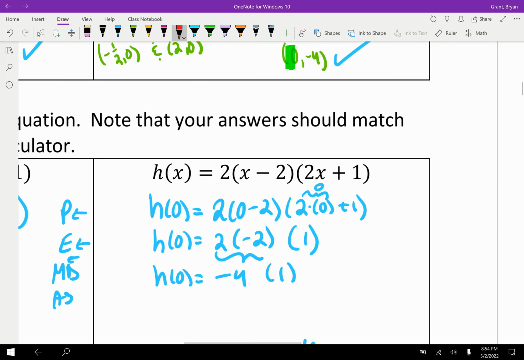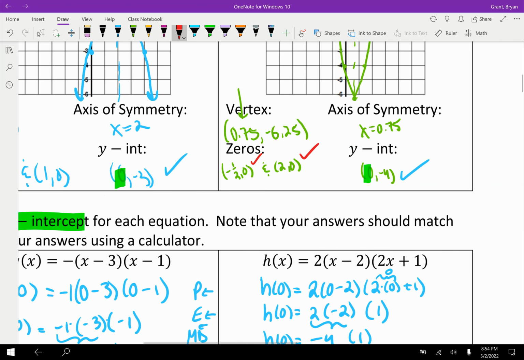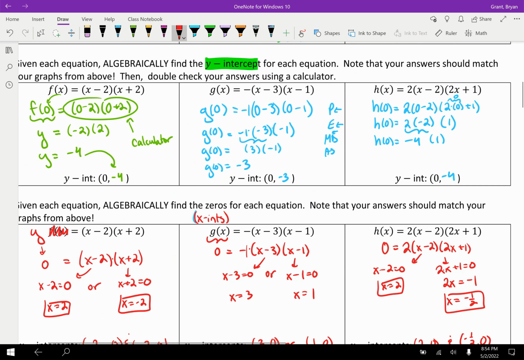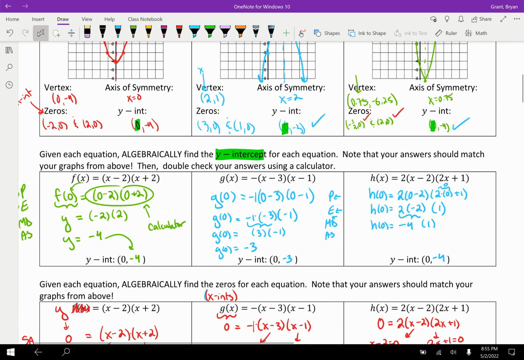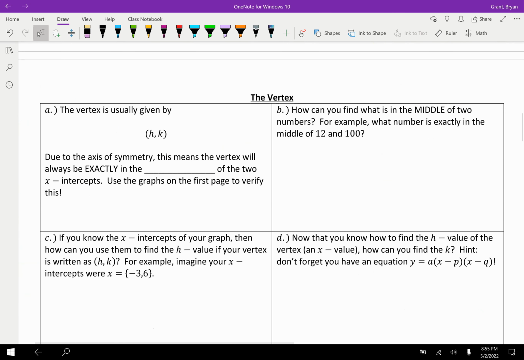Did I do that right? 2 and negative 1/2. Yeah, look at that. Excellent. Okay, so we know how to find the y-intercepts. And thanks to our newfound knowledge of the zero product property from 9.1, 9.2, we know how to find the x-intercepts. What's left? Well, you said it. It's the vertex. So here we go.